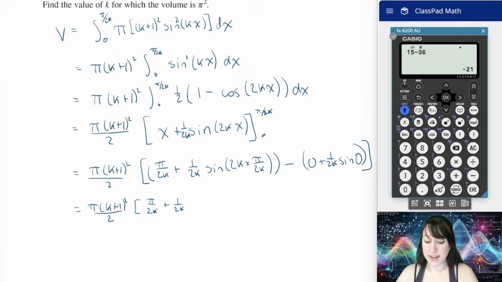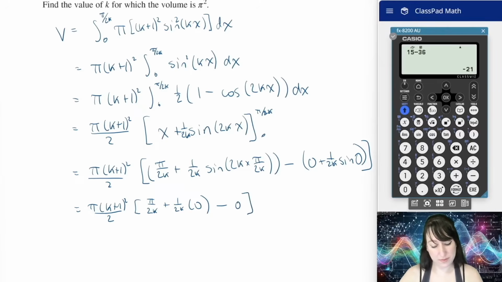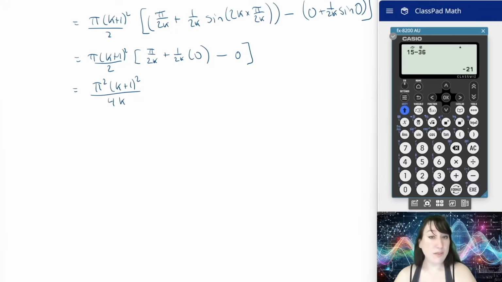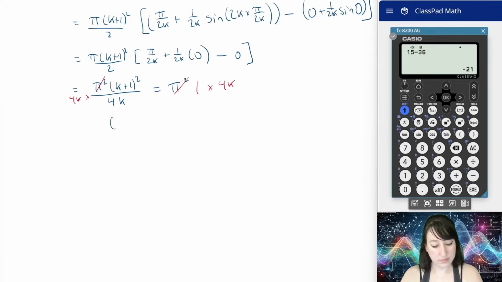Now, 2k times pi over 2k is just pi. Sine of pi is 0. In that other bracket, we have 0 plus sine of 0. Sine of 0 is also 0. So we just get pi squared, (k plus 1) squared, over 4k. Remember, we're trying to find the value of k which would make this volume equal to pi squared. Let's solve for k. Well, the pi squareds cancel, and we can times the 4k over. This looks like it'll be quadratic.